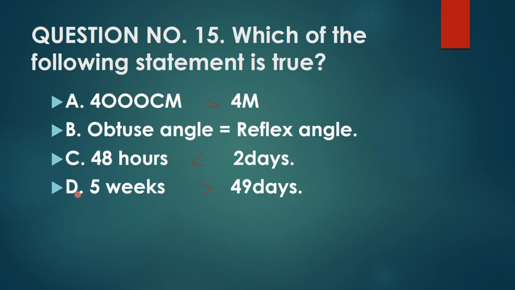Then choice B also, 5 weeks is greater than 49 days. Is it true? Remember, 1 week is equal to 7 days. So if you change this one into days, 5 times 7 is 35. So 35 days, is this greater than 49 days? Never. So the only statement that is true there is choice A, which is 4,000 centimeters is greater than 4 meters.